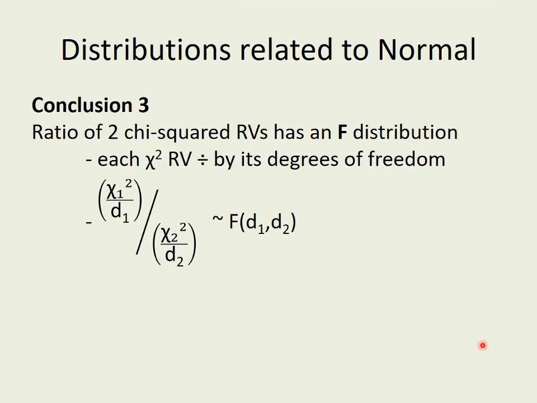So the conclusion for number 3 is that the ratio of two chi-squared variables has an F distribution, when you divide each one by its relative degrees of freedom. So this standardized divided by this standardized gives you an F distribution.